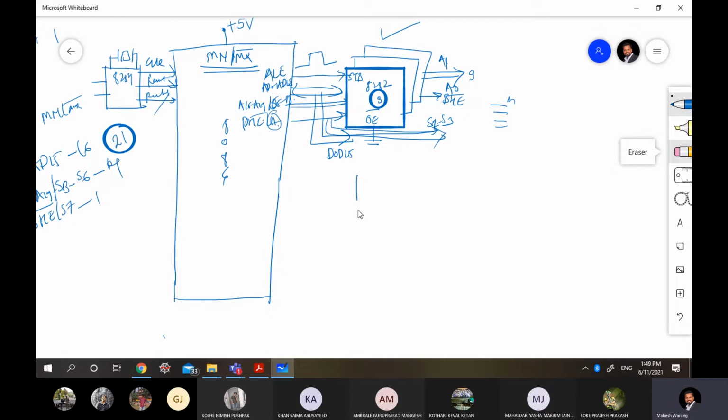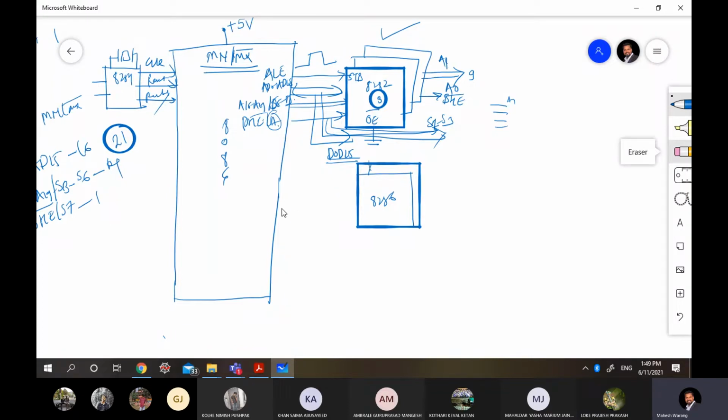Fine. Then you have to use a transceiver just to increase the data handling capacity, which is 8286. Now, once again, what is the capacity of 8286? 8 bit. And how many data lines we have? 16. So how many 8286 we have to use? 2. Try to understand. 8282 we required 3 and 8286 we required 2.